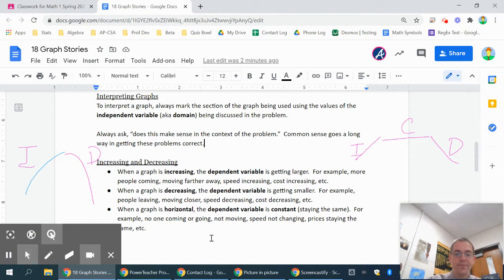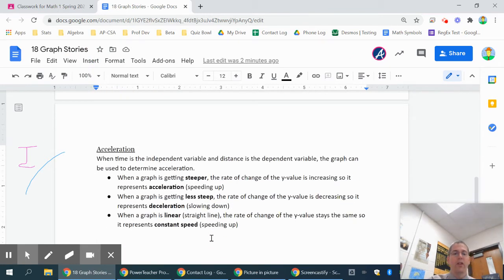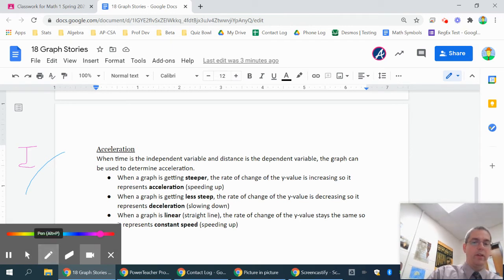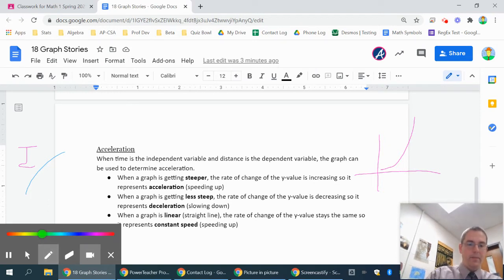One other thing worth mentioning is about acceleration. Acceleration is a special type of graph where time is your independent variable and distance is your dependent variable. And basically what you're going to see is if a graph is getting steeper, it is accelerating. For example, this graph is going up. It's increasing the whole time, but you can see it's going up faster and faster, so that would be accelerating.